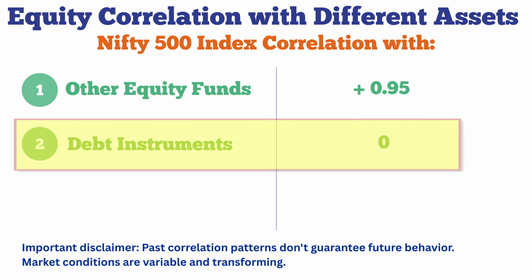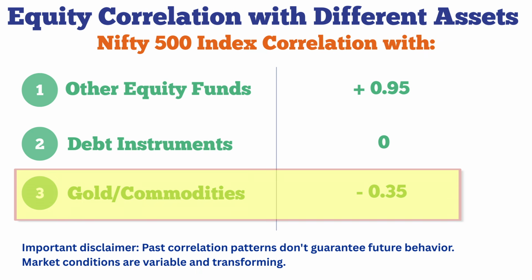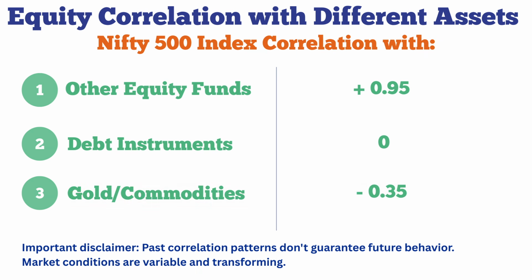Debt instruments have almost zero correlation. That means they are relatively neutral to volatility in equity. Gold or commodities have a correlation of negative 0.35 with equity, that is Nifty 500 in our example. Gold has historically shown a tendency to move in the opposite direction of equity. This difference in correlation patterns is why diversification can help reduce overall volatility in your portfolio.